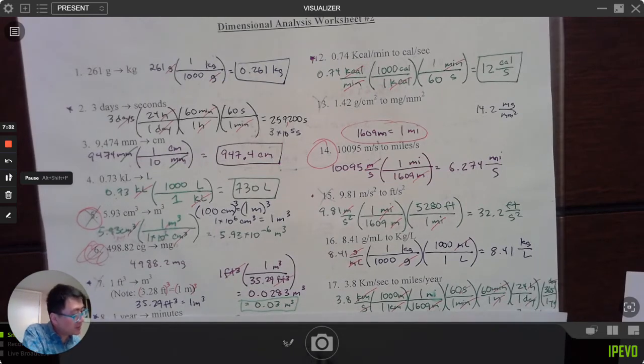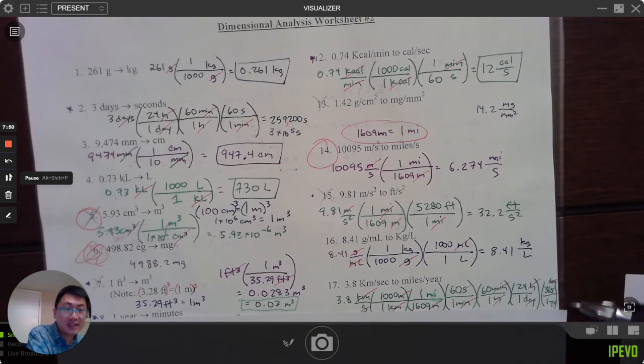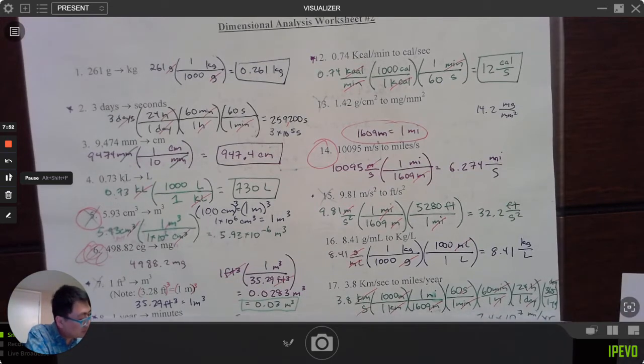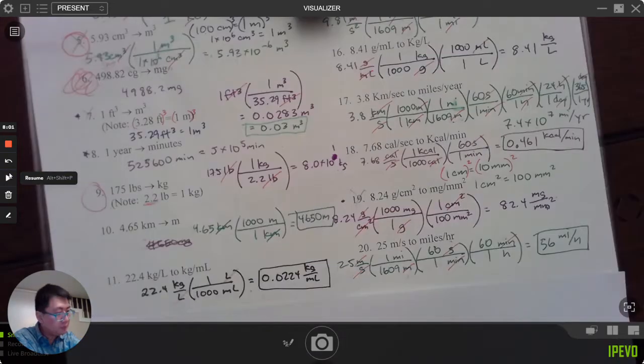Number 17, I think the answer is underneath there. 3.8 kilometers per second is how many miles per year? Change kilometers to meters, meters to miles. Then I need to change seconds into years. 60 seconds in a minute, 60 minutes in an hour, 24 hours in a day. It's a little hard to see, but 365 days in a year. And that all comes out to be, to 2 sig figs, 7.4 times 10 to the 7 millimeters per year. Okay.